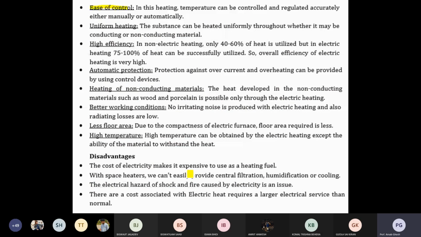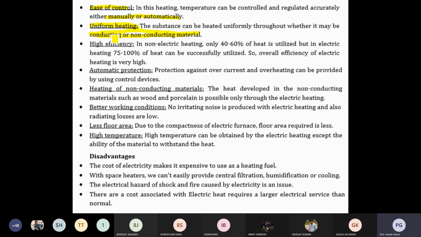Compromising on one side means additional energy will be lost, and with fossil fuel there are a lot of adverse effects. If you compromise that, there will be electricity loss, so in terms of electricity you have to bear it, and comparatively the cost is high. With a space heater we cannot easily provide central filtration, humidification and cooling. Other issues will be there too: the cooling and humidification effects may have an effect on the electrical heating.